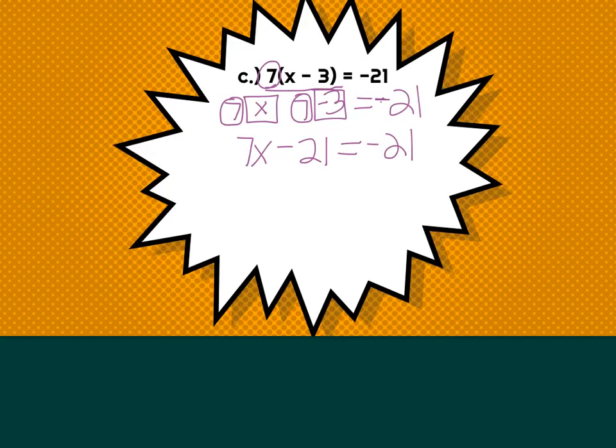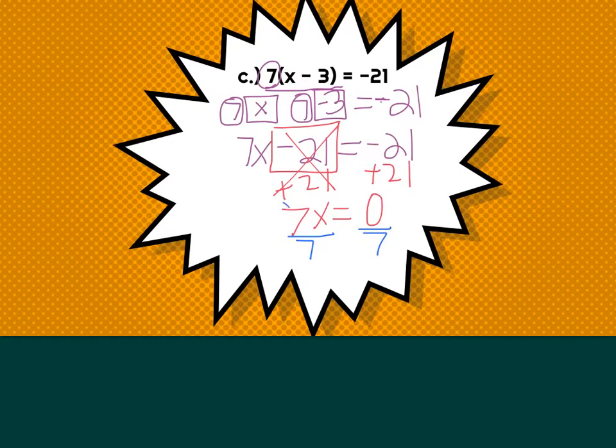Now it's time for the next step, undo addition or subtraction. Here we are subtracting 21, so we need to add 21 to both sides. That cancels out the 21 and leaves us with 7x. A negative 21 and a positive 21 are different signs, so we subtract and we get 0. The last step is to undo multiplication or division. Here we are multiplying because the 7 is times the x, so we divide by 7. That cancels out the 7 and leaves us with just x. 0 divided by any number is 0, so our answer is x equals 0.